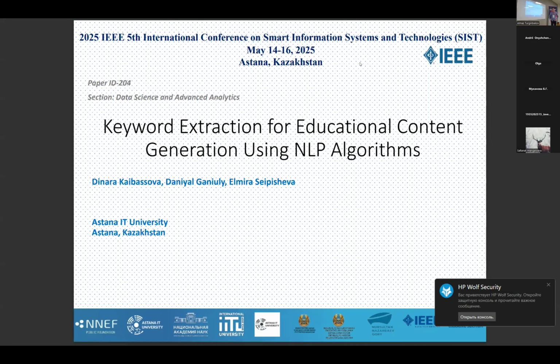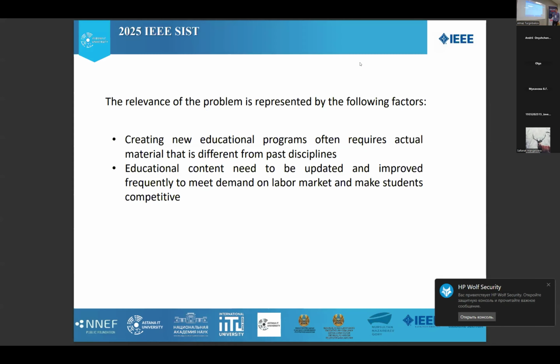So, our goal is to relate to your discussion with natural language processing algorithms. To consider the relevance of this topic, the first point is that educational materials, after some period, can become old, so they are supposed to be updated. If we compare the disciplines with current materials and those from the past, they can have a big difference. Therefore, these materials should have improvements and updates.